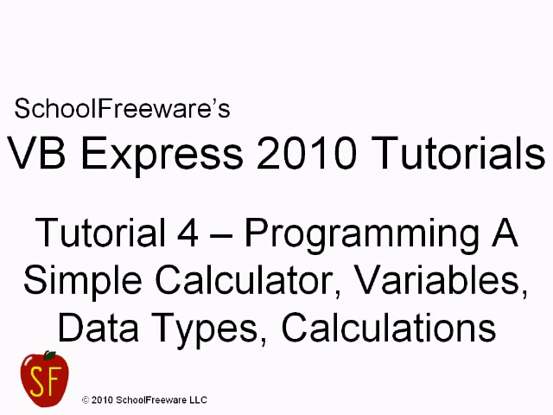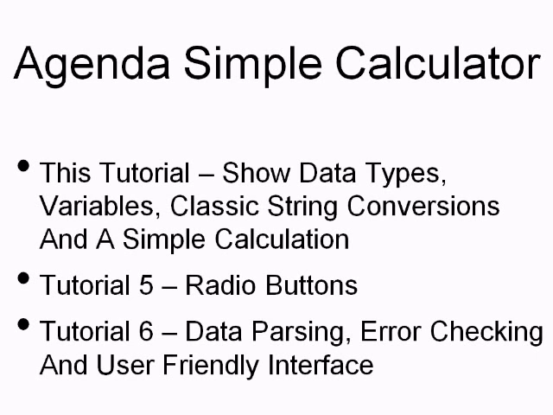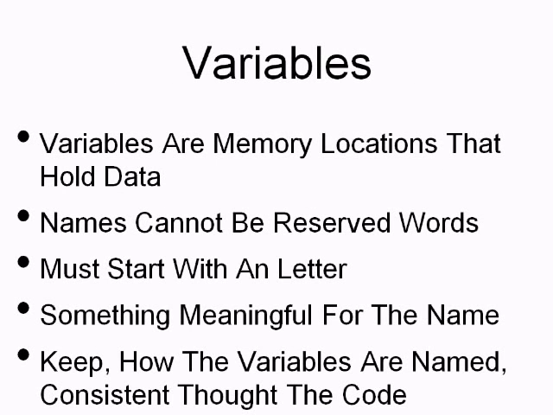Tutorial 4. Programming a simple calculator with variables, data types, and calculations. The agenda for the simple calculator is as follows. This tutorial will show data types, variables, string conversions, and a simple calculation. Tutorial 5 will add radio buttons, and Tutorial 6 will work with data parsing, error checking, and making the user interface more friendly. Variables are memory locations that hold data.